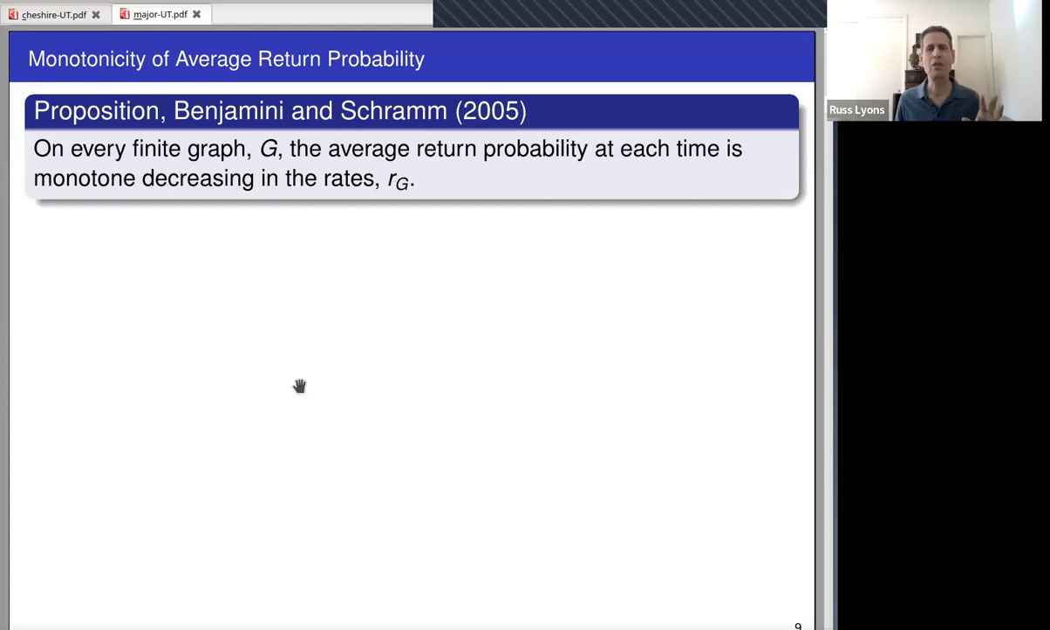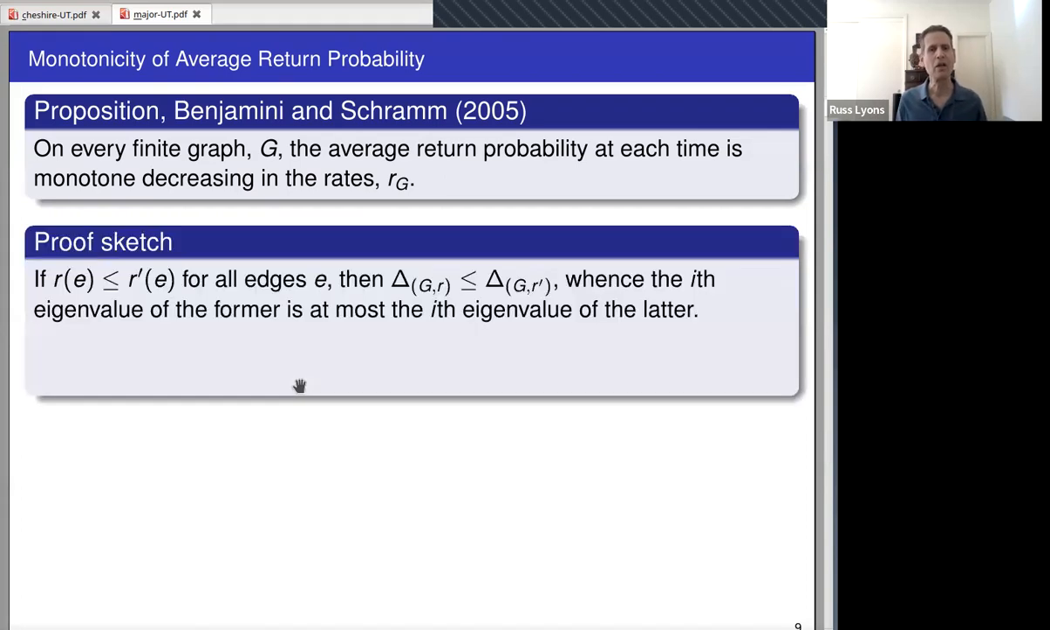So this was an example of a completely unstructured network, but we, in a sense, introduce some structure by taking an average. You'll understand that more in a bit. So here's a sketch of the proof. Suppose I have 2 rate functions, r and r prime, and r prime is at least r on every edge. Now, what does that mean in terms of the Laplacian?